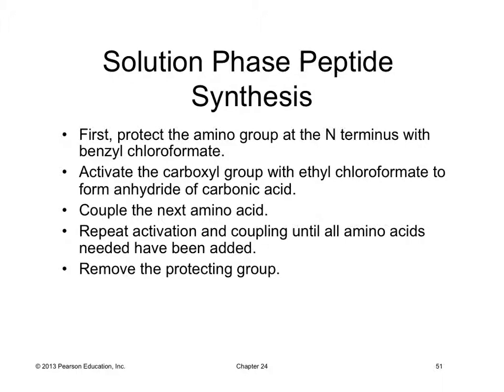Solution phase peptide synthesis is a means to actually generate proteins, at least proteins less than 30 amino acids. First, you protect the amino group in the N-terminus with a benzyl chloroformate. Then you activate the carboxyl group with ethyl chloroformate to form this anhydride of a carbonic acid. Then you couple the next amino acid. You repeat this activation and coupling until all amino acids have been added, and then you remove the protection.